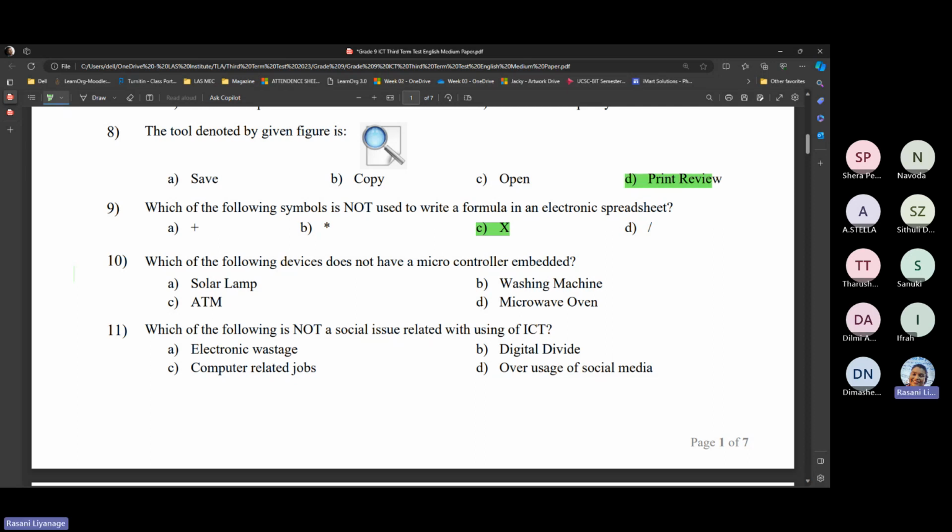Am I clear? So why not ATM? Because ATM is a computer, which is a smart device. That's the reason why we do not take ATM under microcontroller based or embedded devices. Am I clear?